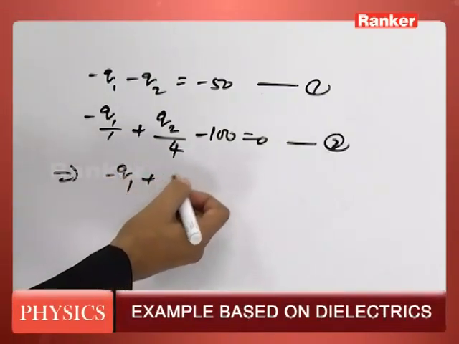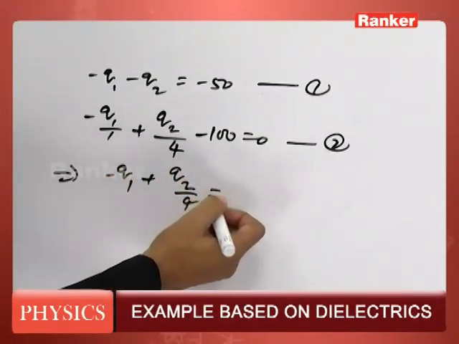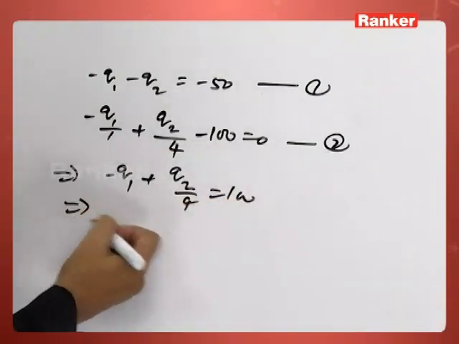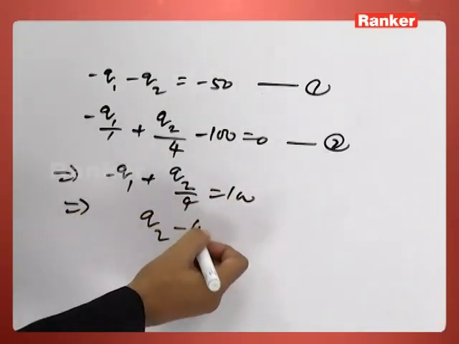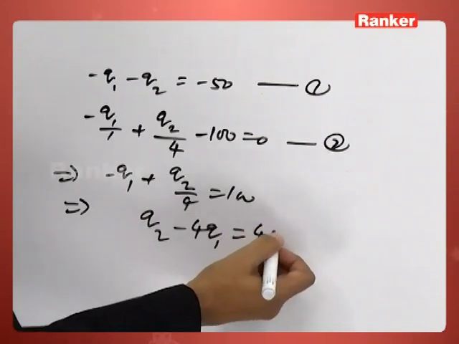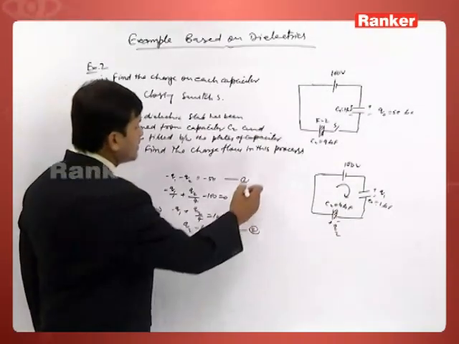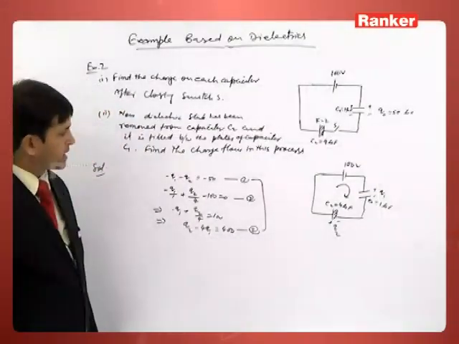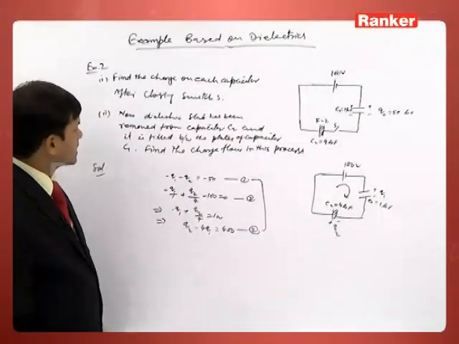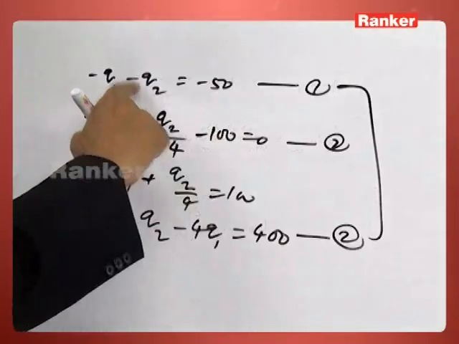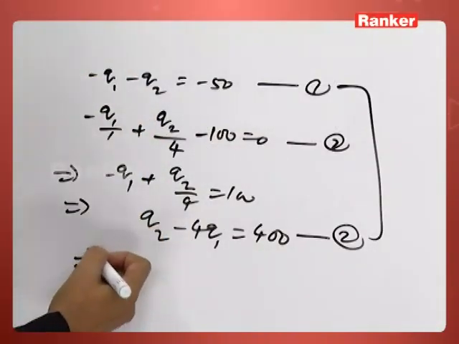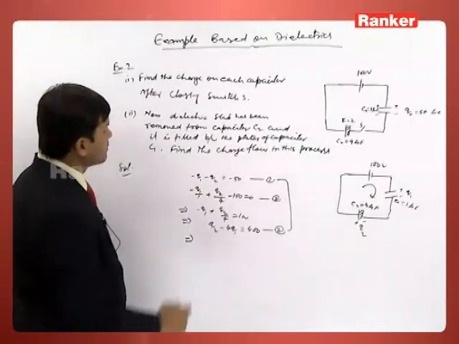Minus Q1 plus Q2 by 4 is 100, or we can say Q2 minus 4 Q1 is 400. This is your second equation. Now with the help of the first and second equation, we can get the values of Q1 and Q2. Just substitute the value of Q2 from the first equation. Q2 is written as minus Q1 plus 50.